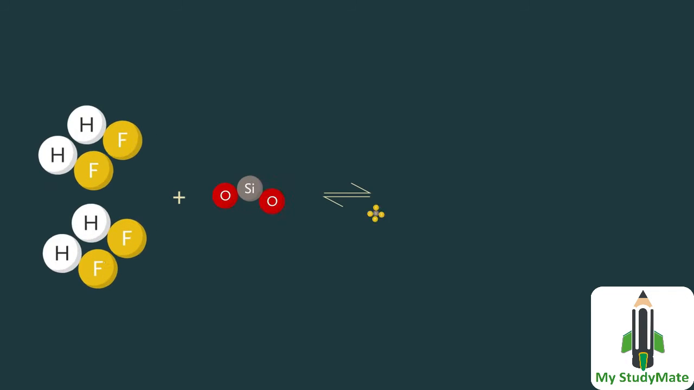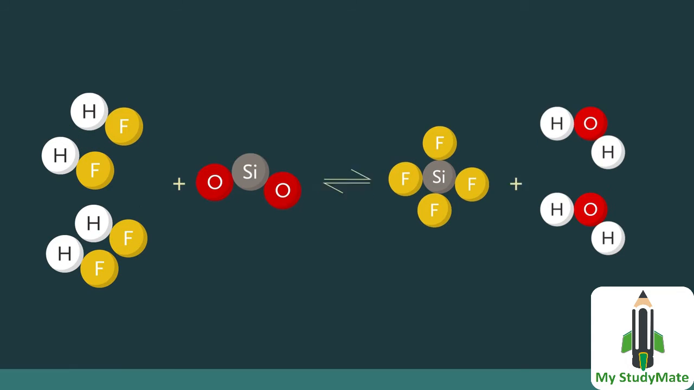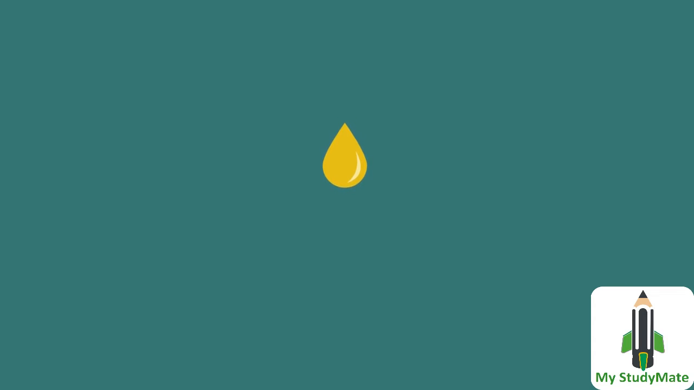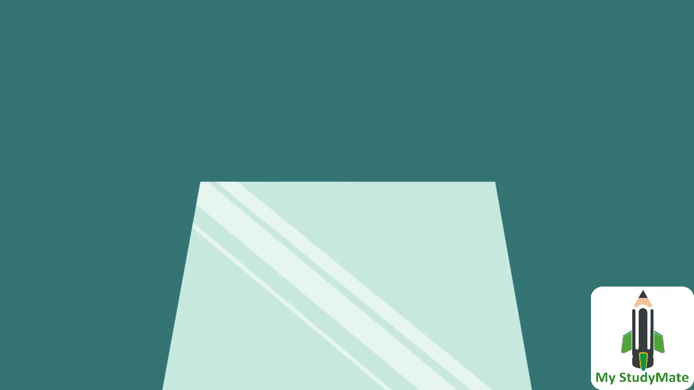And here is the second reaction. Hydrofluoric acid can only be stored in certain types of plastic which are resistant to its corrosive power, but we can exploit this power. Hydrofluoric acid is used industrially to create patterns on glass, a technique called etching.